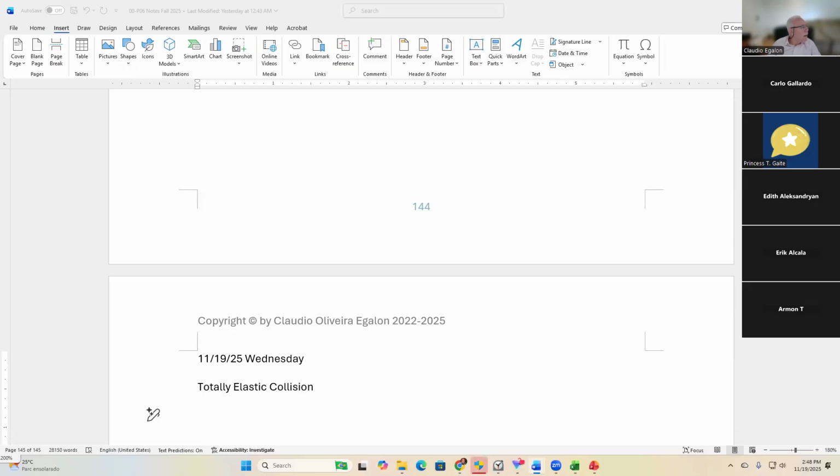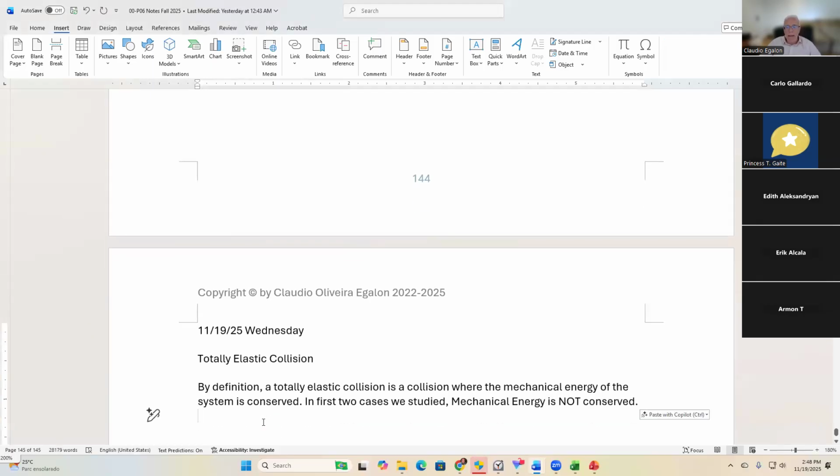Okay, so totally elastic collision. By definition, a totally elastic collision is a collision where the mechanical energy of the system is conserved. In the first two cases we studied, mechanical energy is not conserved. In the first case, the inelastic collision, the mechanical energy decreases. In the second case, which is an explosion, mechanical energy increases. And in this case, because energy is conserved, the problem becomes more difficult.